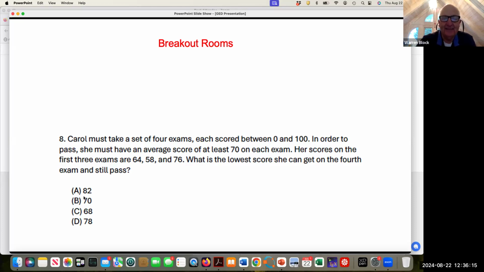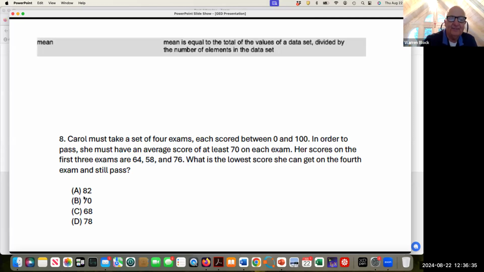Okay. Now this is a little bit tougher. We have 4 exams between 0 and 100. She must have an average score of 70 on each exam, and her scores on the first 3 exams are 64, 58, 76. What's the lowest score she can get and still pass? She's going to be taking 4 exams, so 64 plus 58 plus 76 plus whatever, divided by 4, is going to equal 70. And you set up that equation, and if you work it out, you get 82.